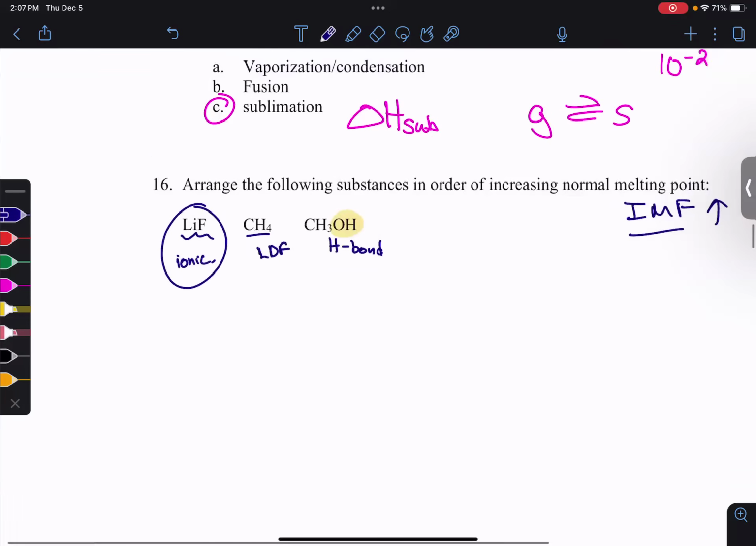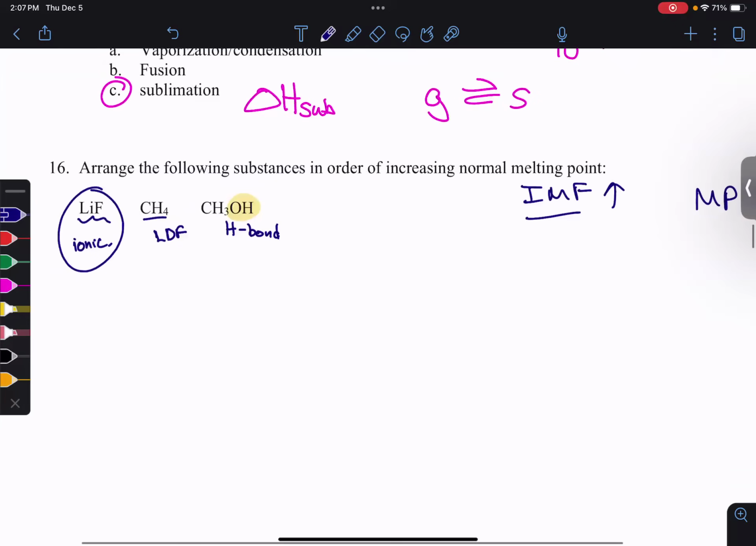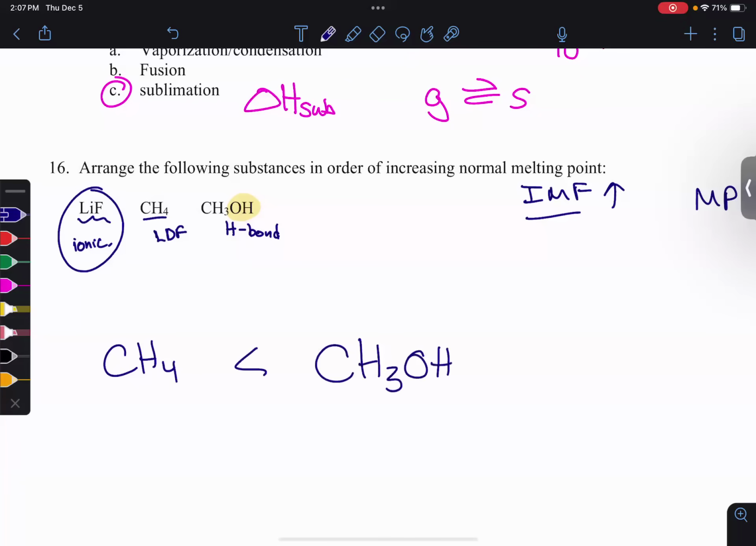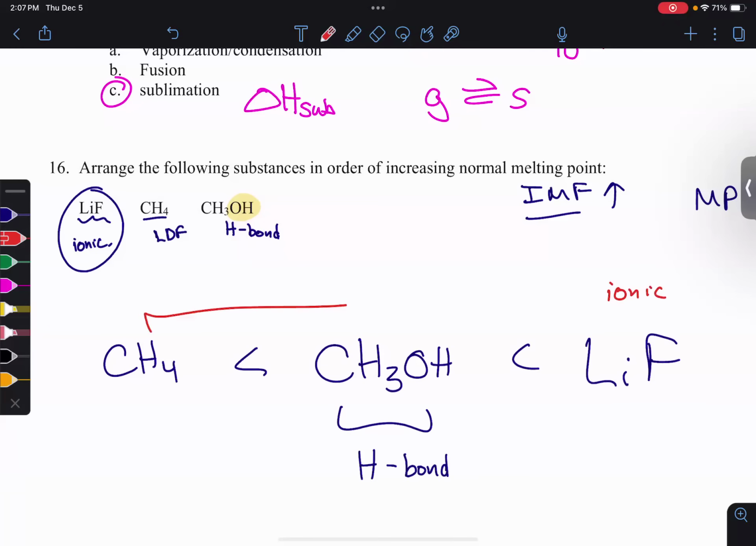So the ordering of this, increasing normal melting point, is going to be CH4, then CH3OH. These are both molecular compounds. They have low melting points, but this one wins because of H bonding, and then it's going to be LiF.